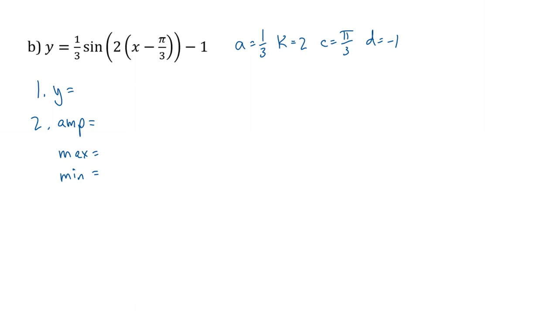Okay, that's what I got for the A, K, C, and the D. Notice that it's x minus pi by 3, but C is positive pi by 3. It's a shift to the right this time. The C value matches the direction of the shift, not what is in the brackets. Question 1 is zero line. Question 2 is amplitude. Use those to find the max and min. If you haven't done that already, go ahead and try it.